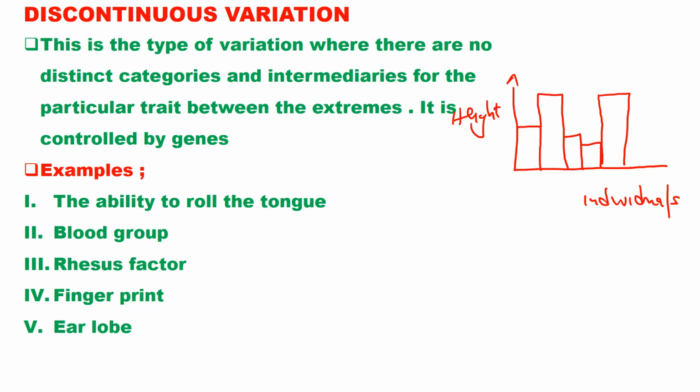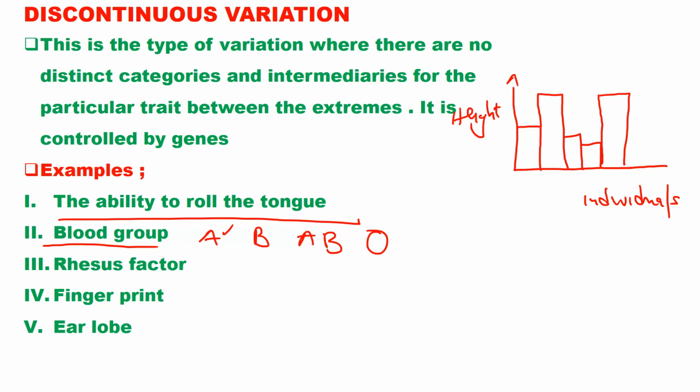So examples of characteristics that show discontinuous variation: the ability to roll the tongue, either you can roll the tongue or you cannot roll the tongue. No two ways about it. Then blood group. When you talk of blood group, you have blood group A, B, AB, and O. There's nothing like a mean between blood group A and blood group B. So this is one of the characteristics that shows discontinuous variation.